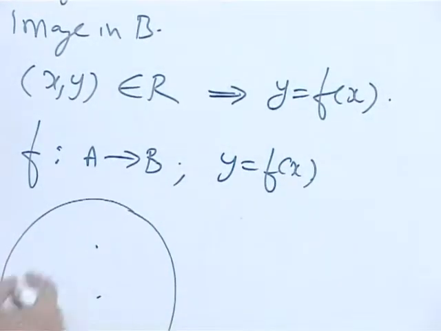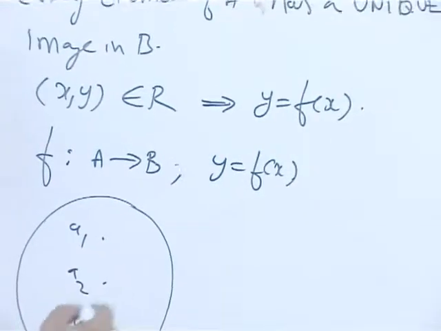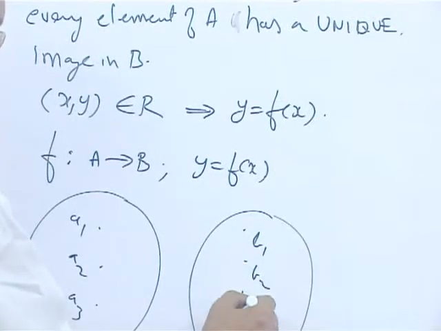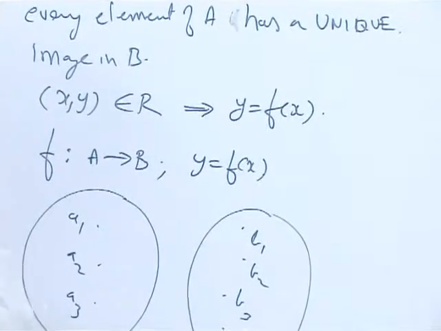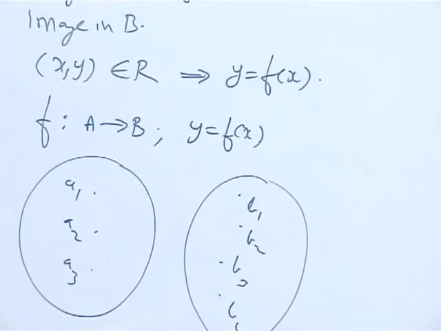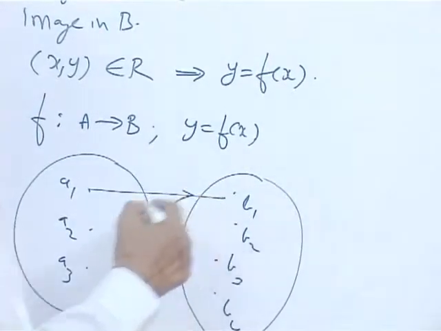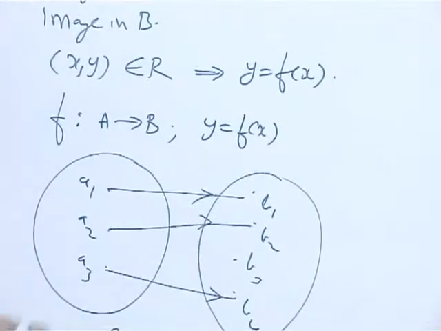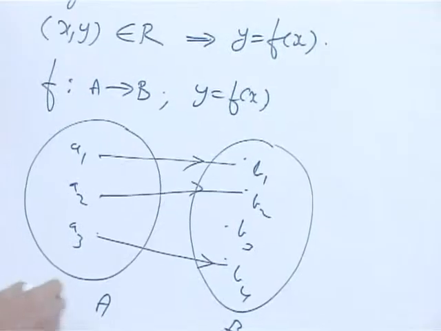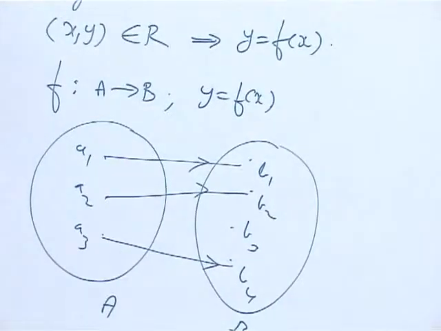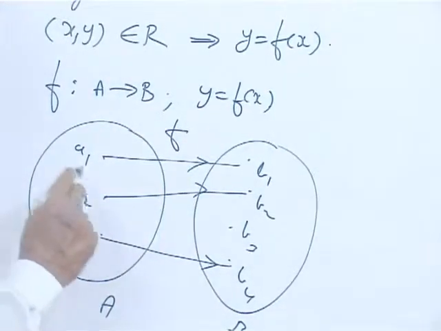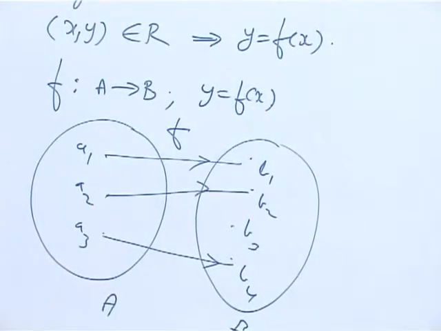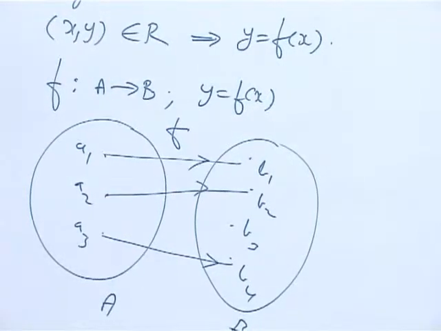So let's take three elements A1, A2, A3. Let's take some elements B1, B2, B3, B4 in the set B. If I map A1 to B1 and A2 to B2 and A3 to B4, all the elements of the first set A are mapped to elements of B, hence it is a function, and it has got a unique image. I will explain more with more Venn diagrams to make you understand the meaning of unique image.